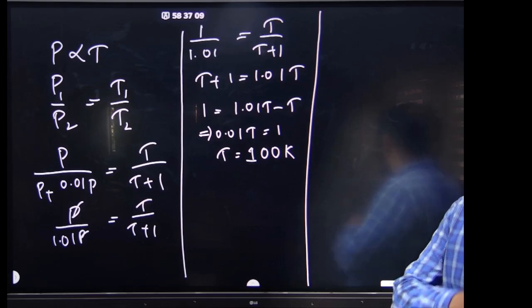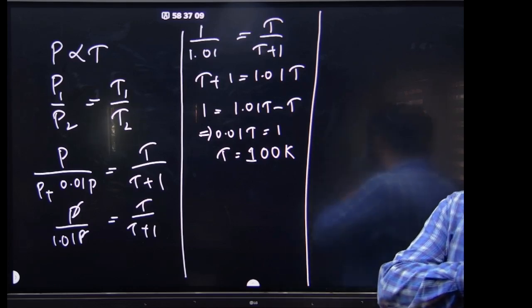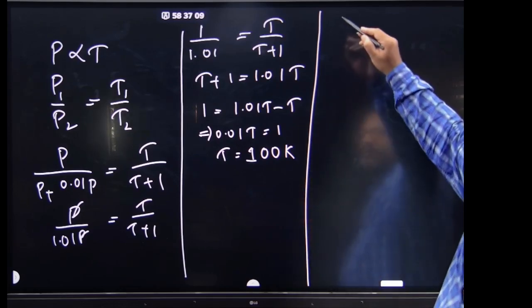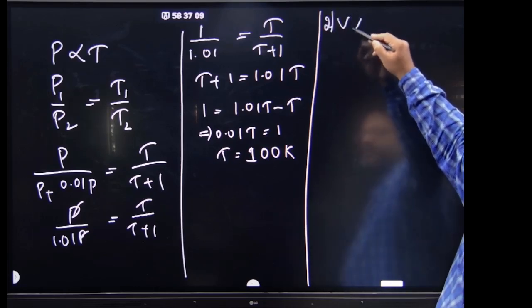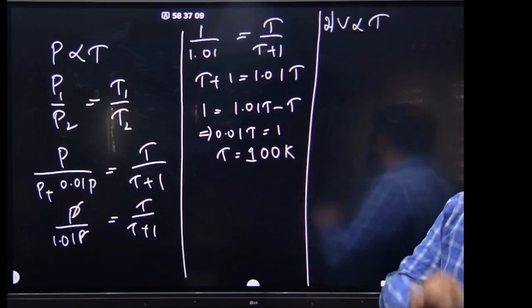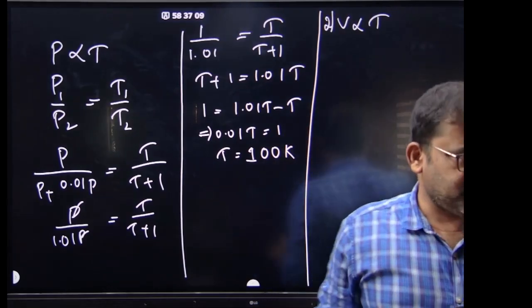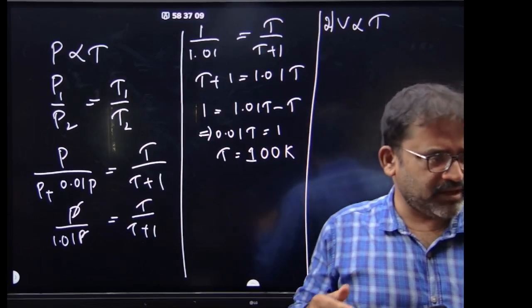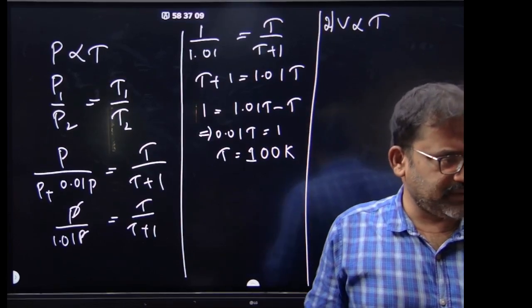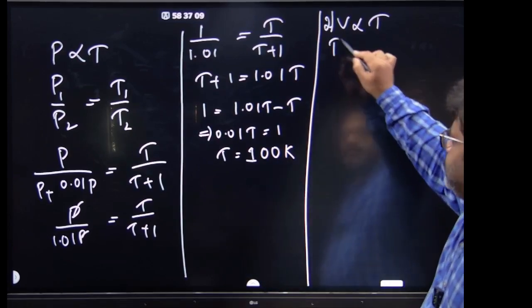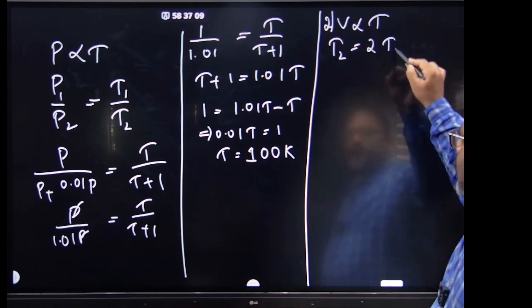Okay, so what we have seen is that pressure is constant, which means that volume is directly proportional to temperature. That means double the volume, double the temperature. When the volume is doubled, temperature also doubles. That means T2 is equal to 2 times T1.